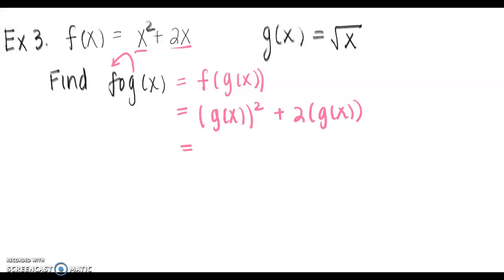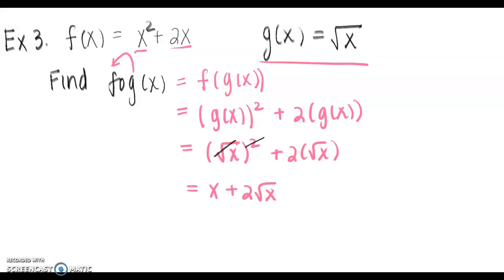Alright, then we know that g of x is equal to the square root of x. So the square root of x squared plus 2 times the square root of x. Now the square root and the square cancel each other out. So we are just left with x plus 2 square root of x. And that would be our answer.